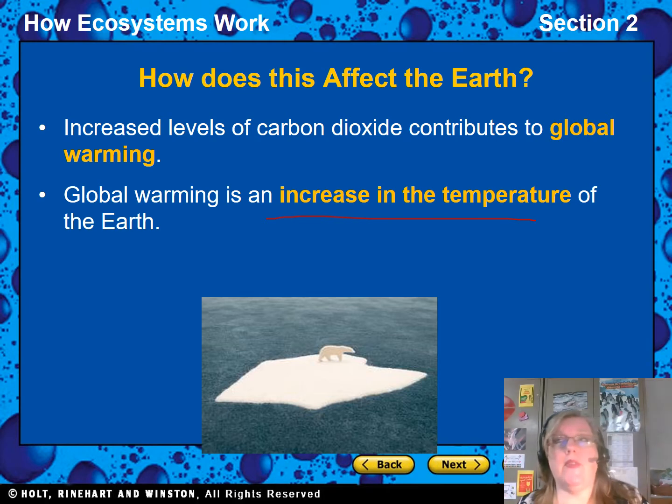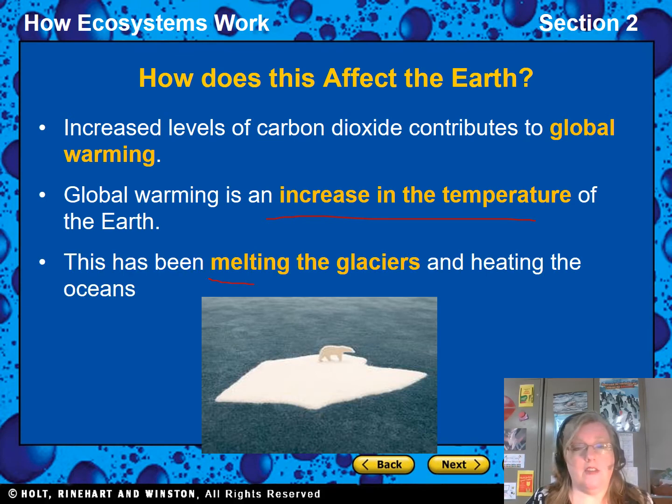Global warming and the greenhouse effect are not 100% the same thing. The greenhouse effect, remember how we said that you have the heat trapping inside of the atmosphere? Okay. The greenhouse effect will cause global warming. Okay, global warming is just the increase of temperature of the Earth. And it's been melting the glaciers and heating the oceans.